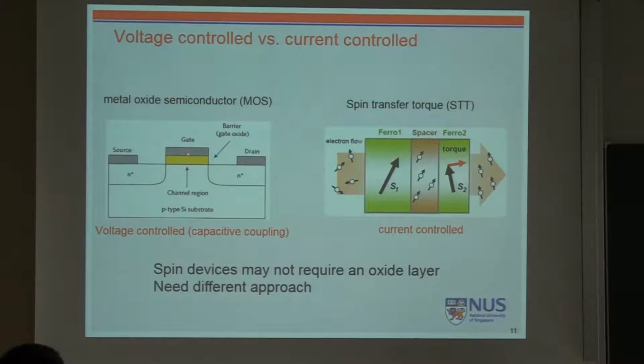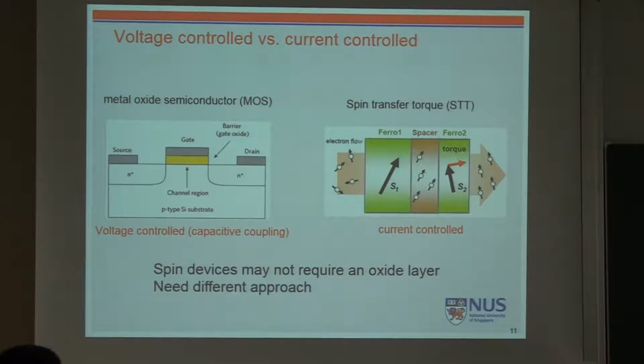Once we apply the voltage here, basically we can modulate the accumulated charge in the channel. And once we apply the opposite polarity of the voltage, we can deplete the channel. So basically, this is a switch, and we apply voltage on and off. So this is a capacitive coupling device, which consumes very small energy compared to any other scheme.